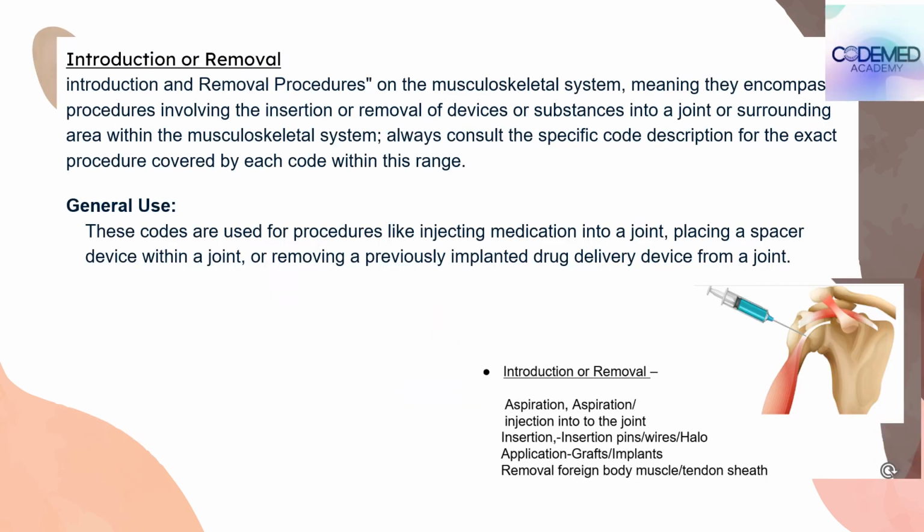So the next important topic is the introduction and removal. In this particular topic, we mainly insert or remove devices and substances into the joint or the surrounding areas within the musculoskeletal system. These codes are used for procedures like injecting medication into the joint, placing a spacer device within the joint, removing previously implanted drug delivery devices from the joint, or application of the implant, removal of a foreign body. So all that comes under introduction and removal.